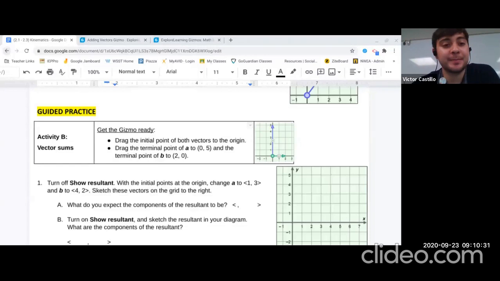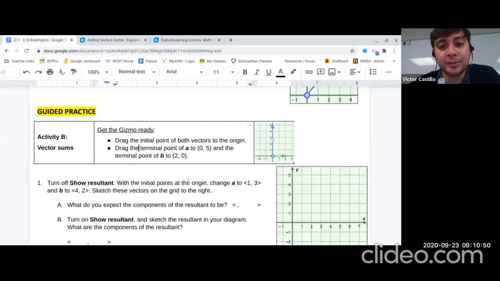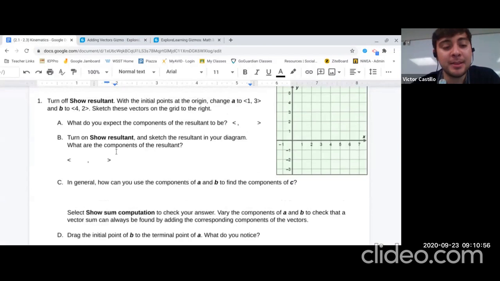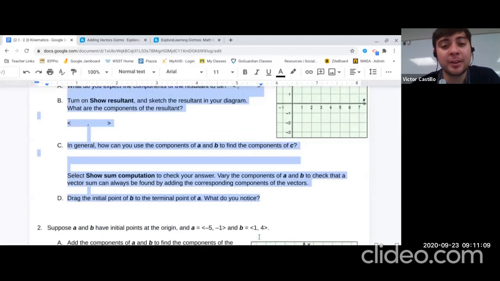Awesome. So let's look into our Gizmos. We need to drag our arrows so vector A is 0, 5, and vector B is 2, 0. So your screen should look like mine. Let's spend 3 minutes working on number 1, which is 1 through D.